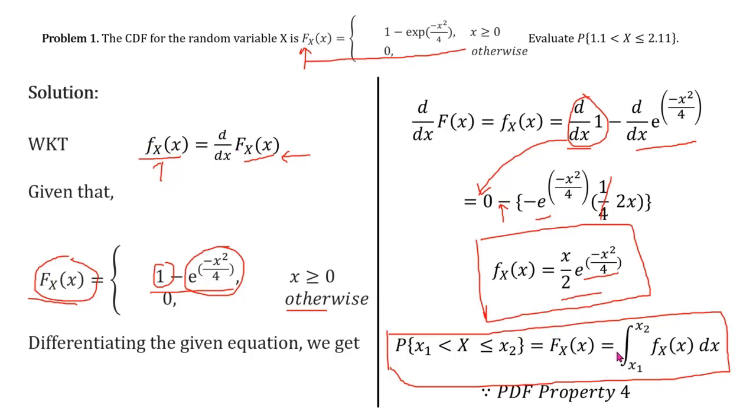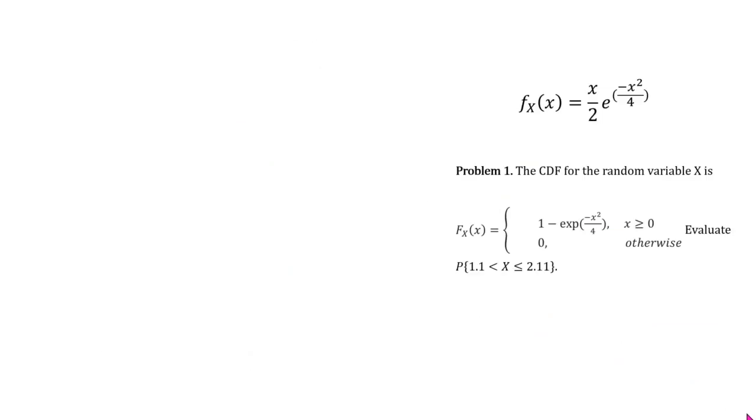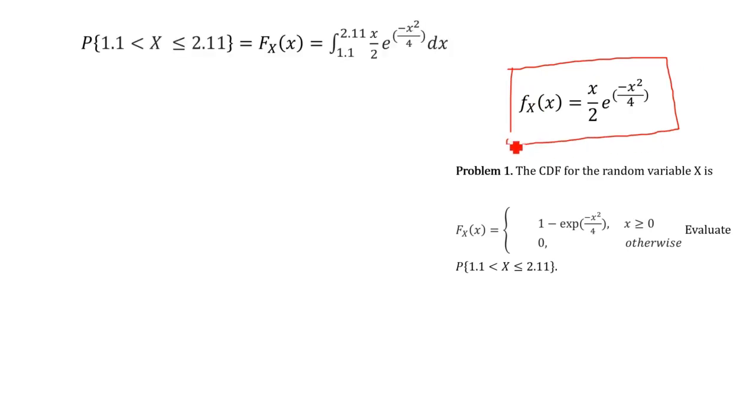For that reason we have calculated the probability density function. Now the question asks us to calculate the probability between 1.1 and 2.11. Apply the formula here, integral of f_X(x). f_X(x) is replaced here, and the limits are added, 1.1 to 2.11.